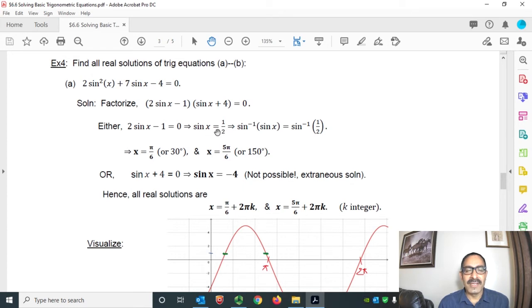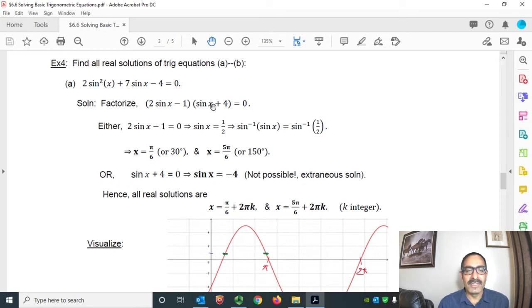Multiply both sides by sine inverse. We have sine inverse sine x equals sine inverse 1/2. So sine x is 1/2. This is either in the first quadrant or the second quadrant, where sine is positive. So in the first quadrant the angle is 30 degrees, and in the second quadrant the angle is 150 degrees.